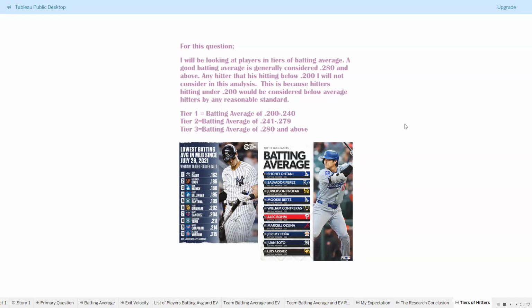So basically, what I was looking at was three tiers of hitters. Tier one was hitters hitting between .200 and .240. Tier two was hitters hitting between .241 and .279, and then tier three was hitters hitting .280 and above.